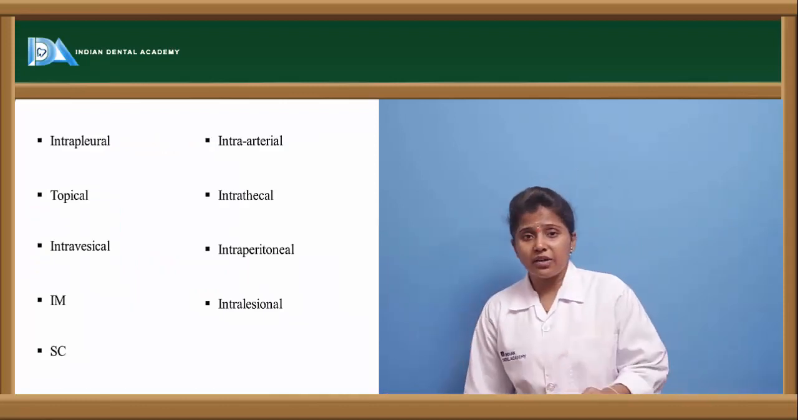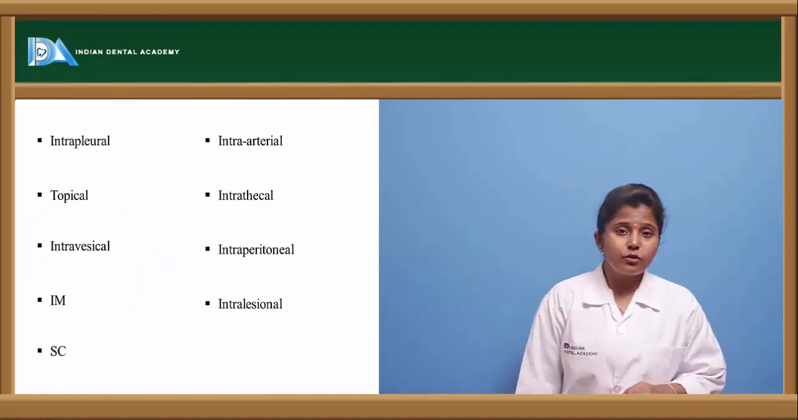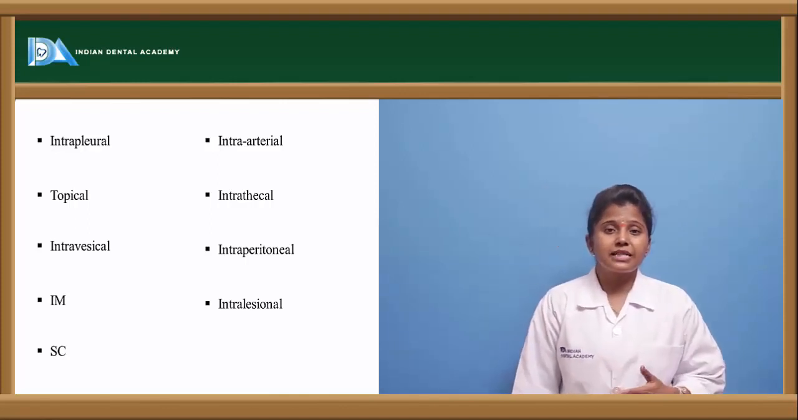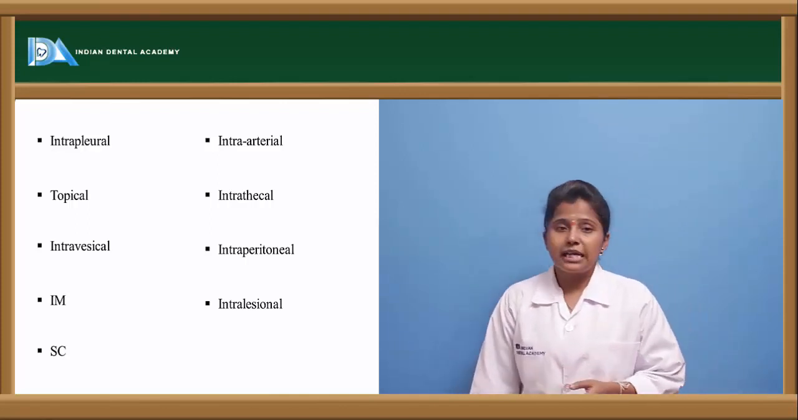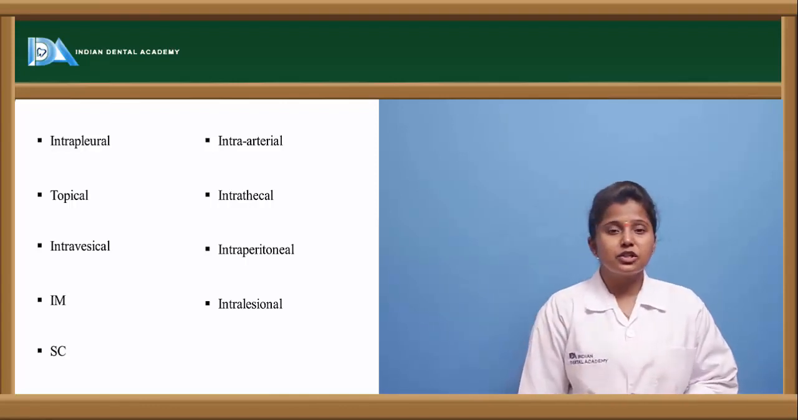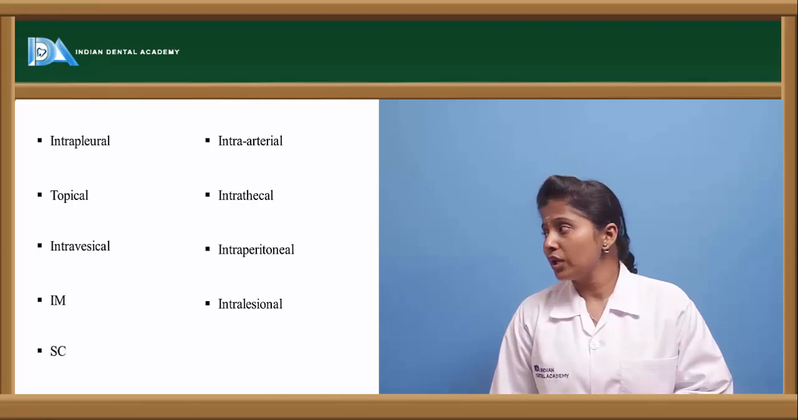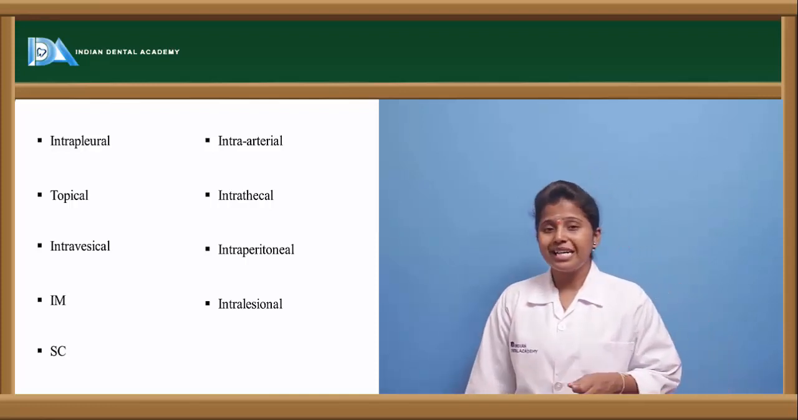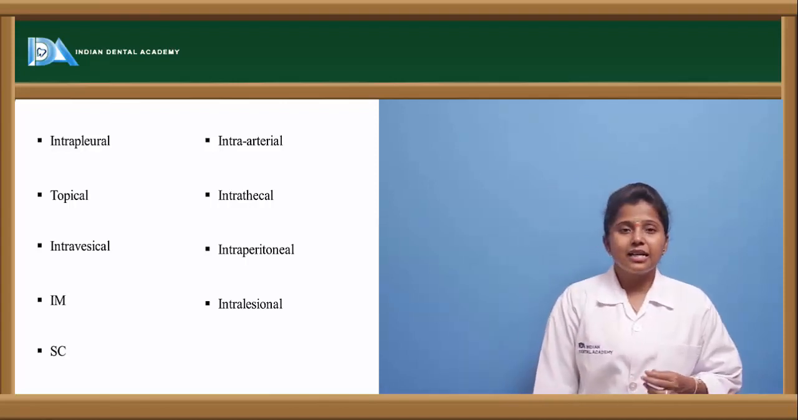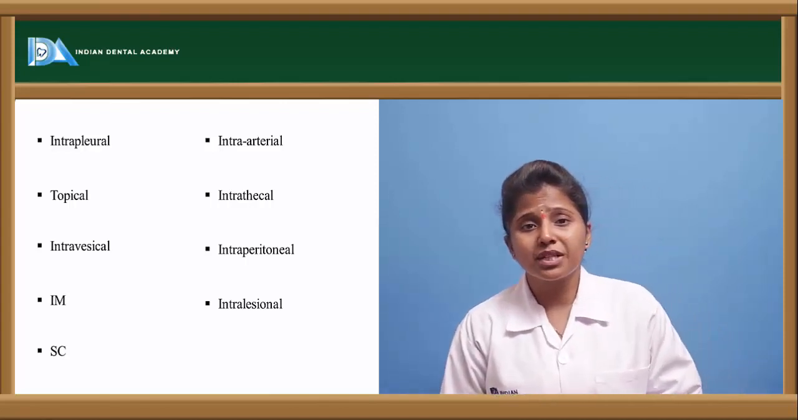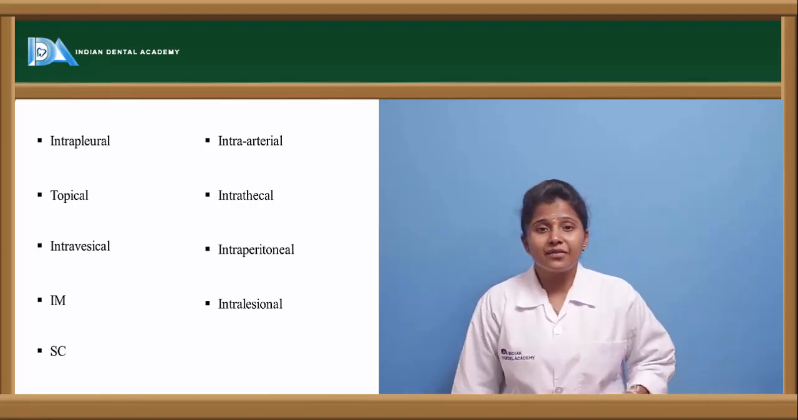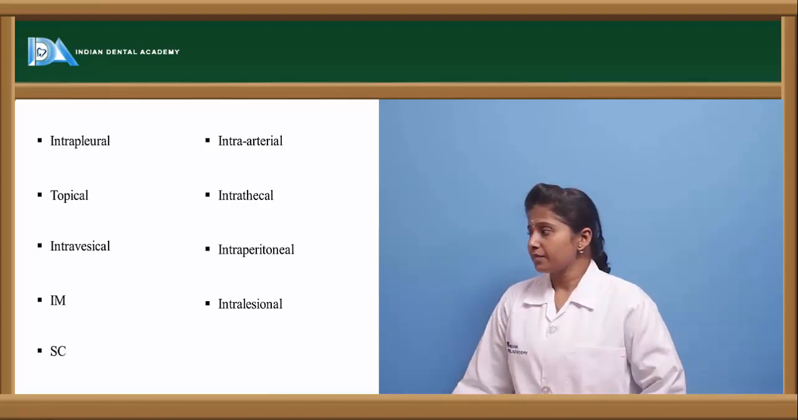Not only through the IV route as well as pills and infusion pump, there are various other routes where chemotherapy is given. For example, subcutaneous route, intramuscular route, intravesical route, topical preparations, intrapleural route, intra-arterial route, intrathecal route, intraperitoneal route, as well as intralesional route. All these routes are chosen based on the region or the localized area where they are administered.